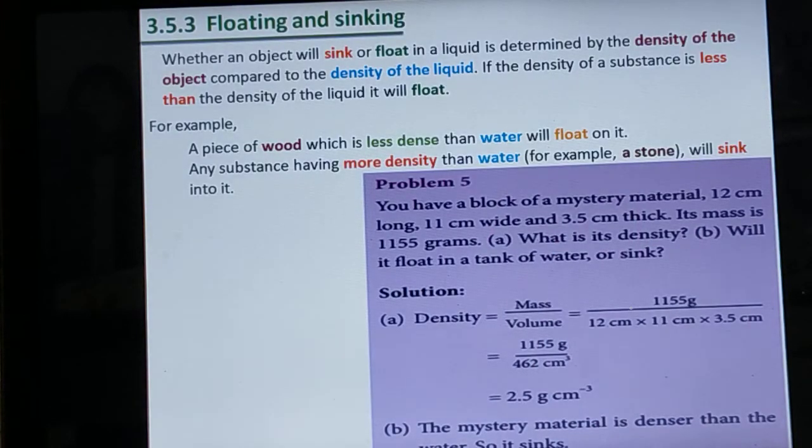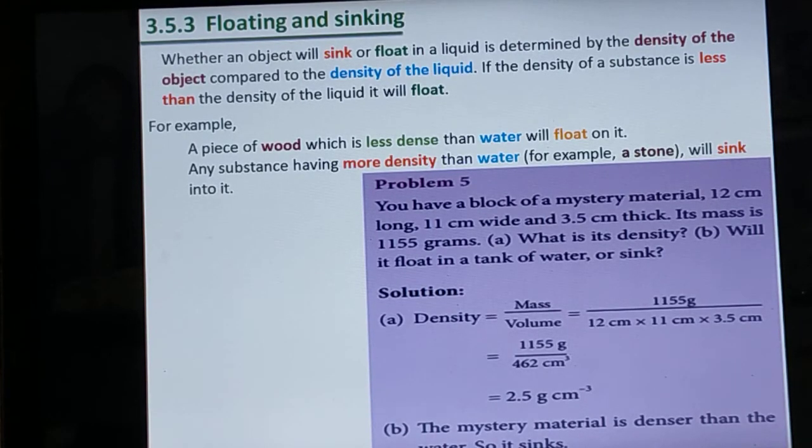Next one, floating and sinking. Float, the word itself gives the meaning to us. Float means it is going to be retained on the surface of the water. Sink means the thing is going to go deep into the water body. That is sinking. Listen. Whether an object will sink or float in a liquid is determined by the density of the object compared with the density of the liquid.